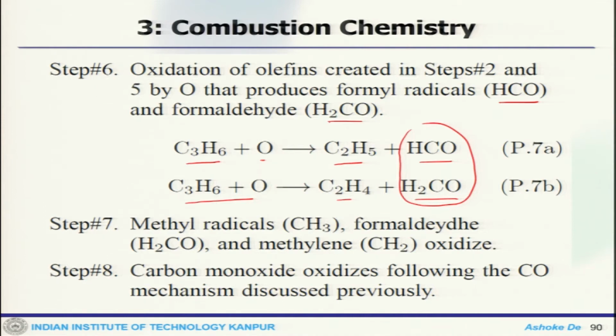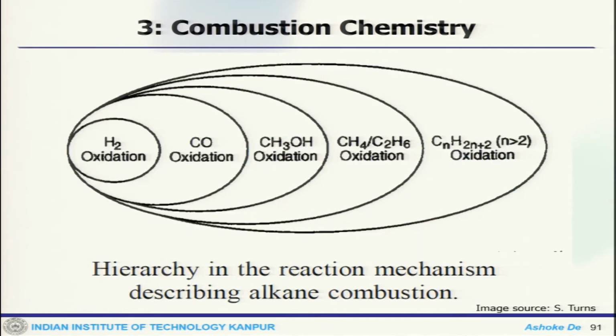Now, the CH3 radical, that is the methyl radical, or formaldehyde H2CO, or methylene CH2, oxidize at step 7. These radicals do not stay long and get oxidized later on, and then finally carbon monoxide oxidizes following the CO mechanism as we discussed earlier. So, that is how you get CO2, and if you put them in a figure, you can see the hierarchy of this reaction mechanism describing alkane combustion.